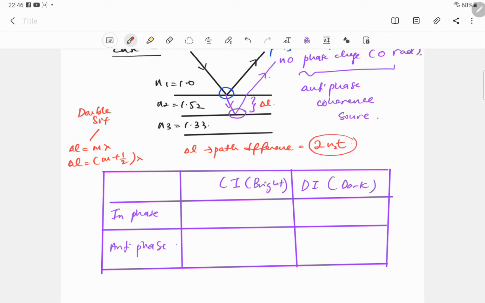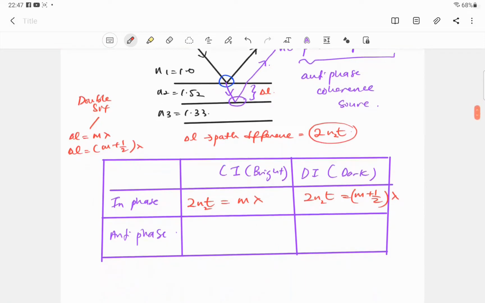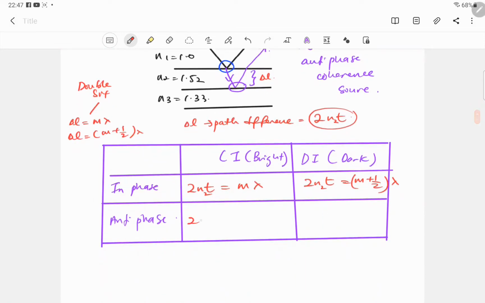n tu apa? n tu adalah thin film yang kedua. So 2nt equal to m lambda, and this one 2nt equal to m plus half lambda. Okay, this is the equation yang telah dikaji. Kita tak payah nak kaji lagi. Okay, so untuk anti-phase, kalau kes untuk anti-phase, satu ada phase change, satu lagi tak ada phase change, kita akan guna yang ni 2n2t equal to m plus half lambda, equal to m lambda.